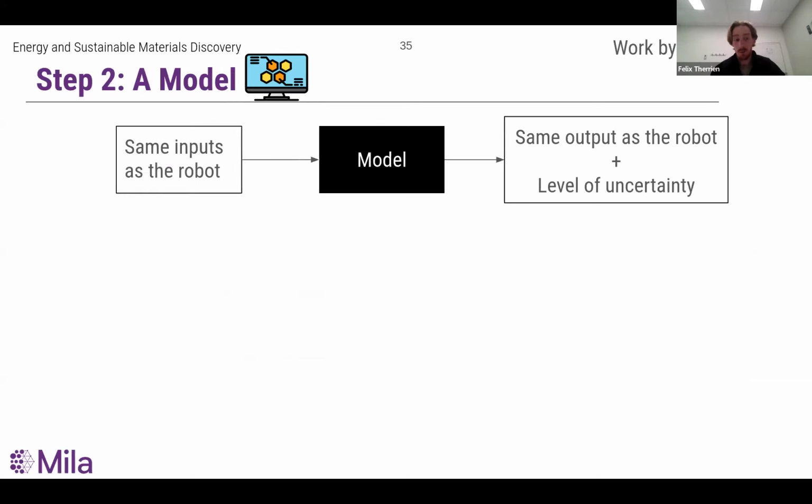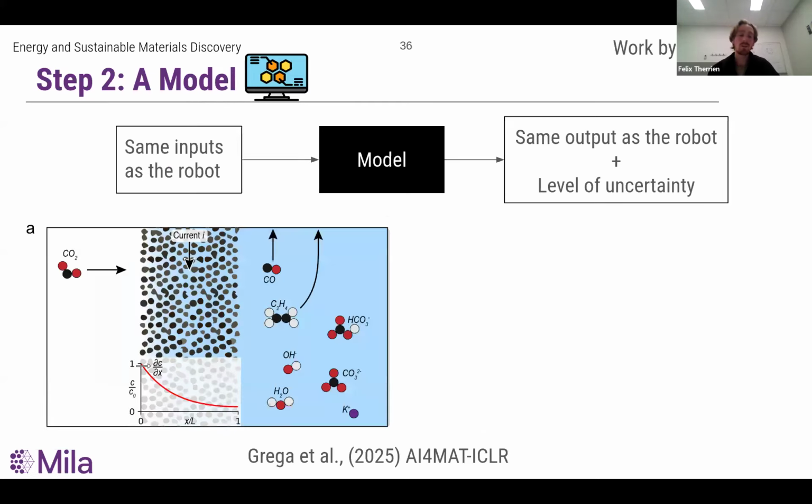Then we created a model. And so we need this model to have the same inputs as the robot, and then to output the same outputs as the robot's Faraday efficiency, plus some level of uncertainty about this prediction. And the way we did this is we started from a physical model of the system that existed in the literature. That's an analytical model.